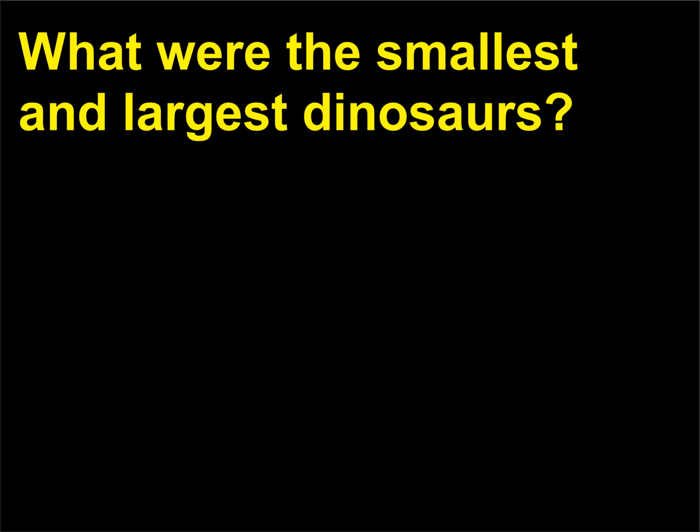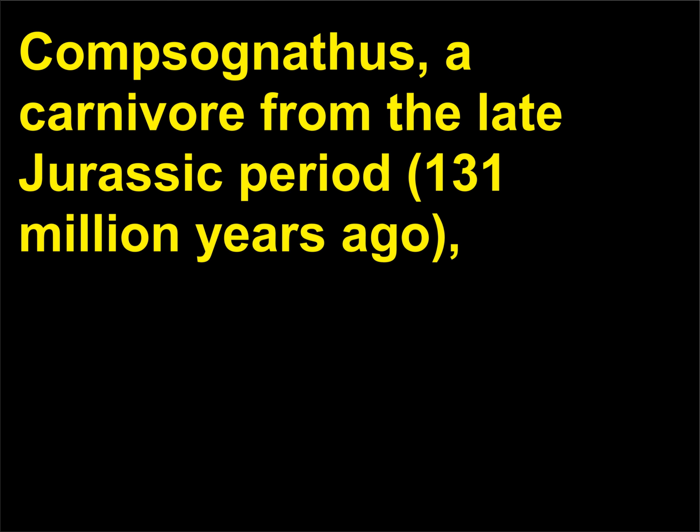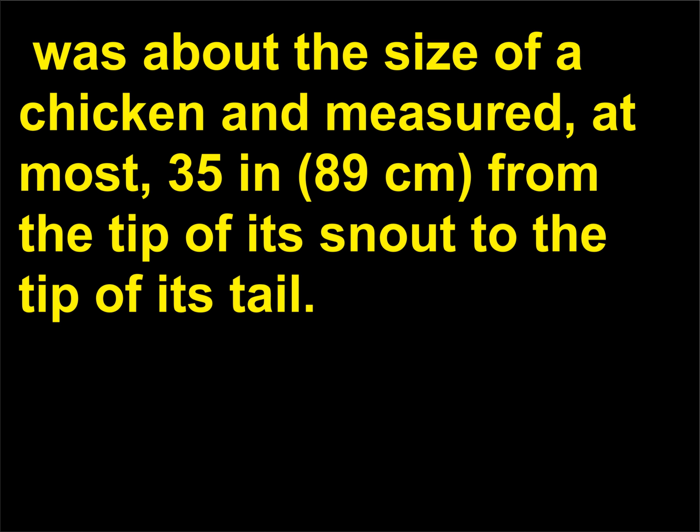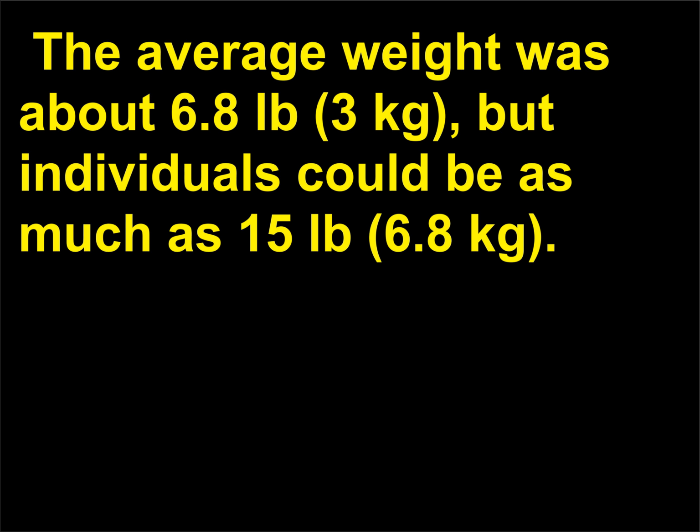What were the smallest and largest dinosaurs? Compsognathus, a carnivore from the late Jurassic period, 131 million years ago, was about the size of a chicken and measured, at most, 35 in, 89 centimeters, from the tip of its snout to the tip of its tail. The average weight was about 6.8 pounds, 3 kilograms, but individuals could be as much as 15 pounds, 6.8 kilograms.